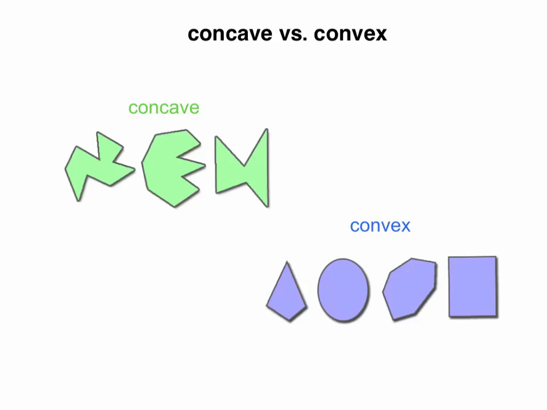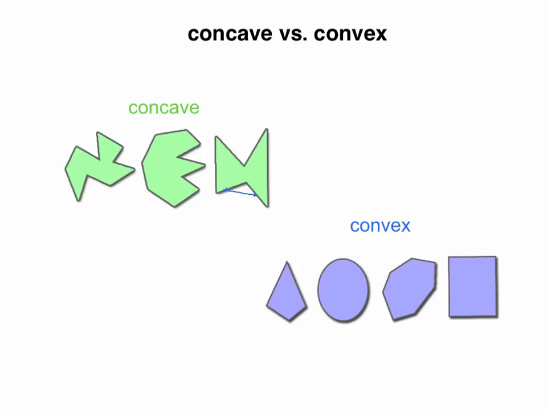There are two general classifications of shapes in geometry, and the first is concave. And these are examples of concave shapes. And you'll notice that all of them have indentations in them, and the indentation creates angles on the inside of the shape that are greater than 180 degrees. Also, with concave shapes, it's possible to connect 2 points on the perimeter with a segment that leaves the shape, that lies outside the shape.